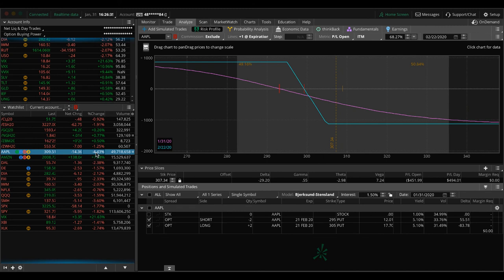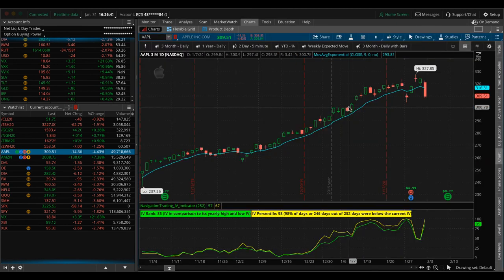Apple finally got a little down move. How about them apples? Down a little over 4%. Still not back into range on this one because it was so far out. But if we take a look at a chart of Apple, it's the biggest significant down move that we've seen in quite some time. So that's good for the trade there.